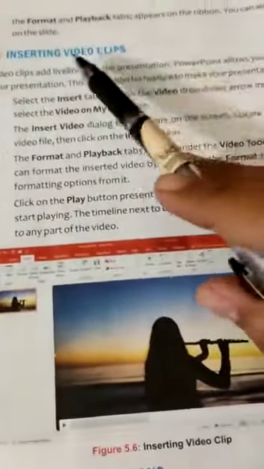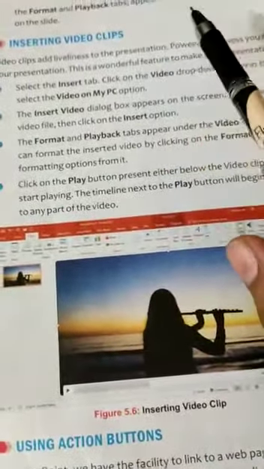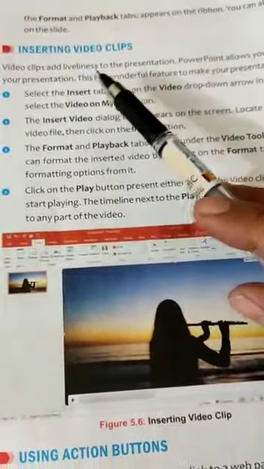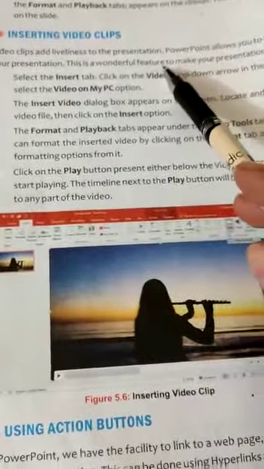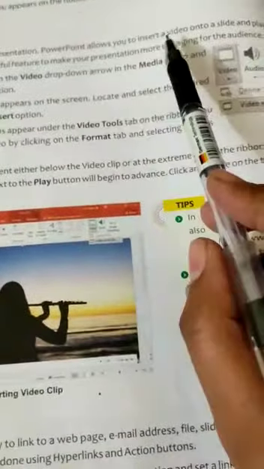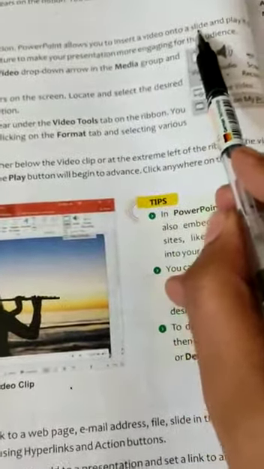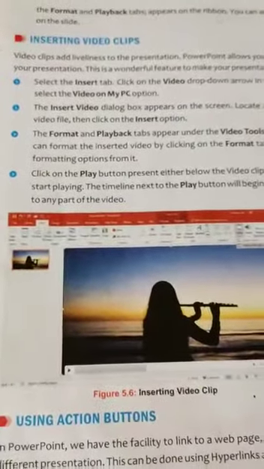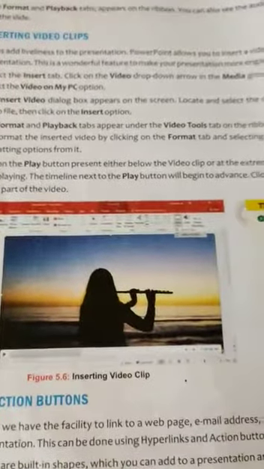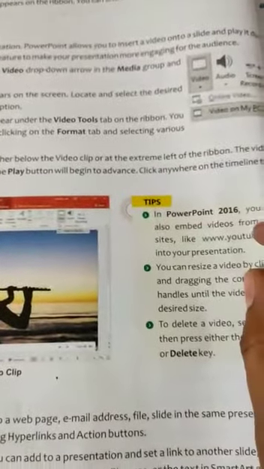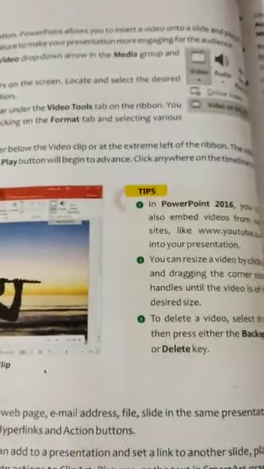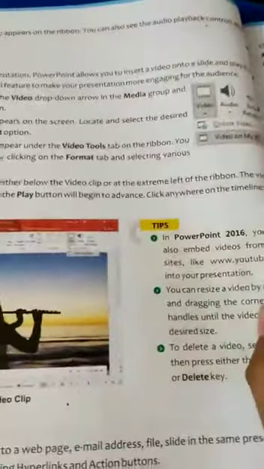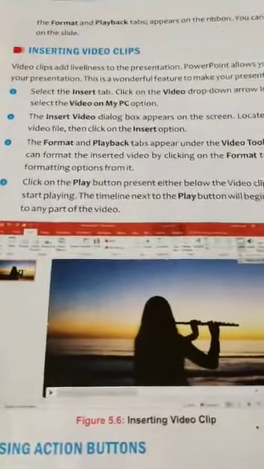Next is inserting video clips. So video clips are short clips of video or a movie. Video clips add liveliness to the presentation. PowerPoint allows you to insert a video onto a slide and play it during your presentation. This is a wonderful feature to make your presentation more engaging for the audience. So Microsoft PowerPoint allows you to insert a video onto a slide and play it during your presentation.